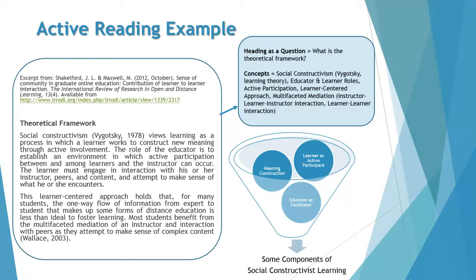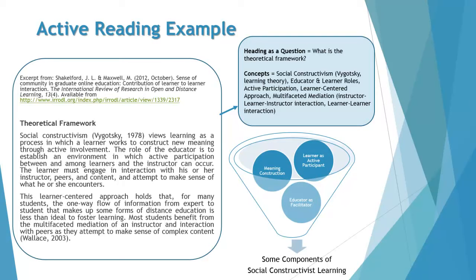The two paragraphs presented on the screen you may want to pause and read, but the essential idea here is to look over on the top right, where I've created a shaded box, where I've turned the heading into a question. The heading for this section of the article was Theoretical Framework, so I've asked myself the question, what is the theoretical framework? Next, I've jotted some notes down about concepts or key terms that I'm seeing just in these two paragraphs from that section.